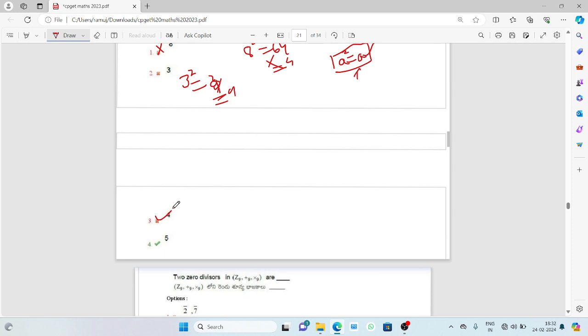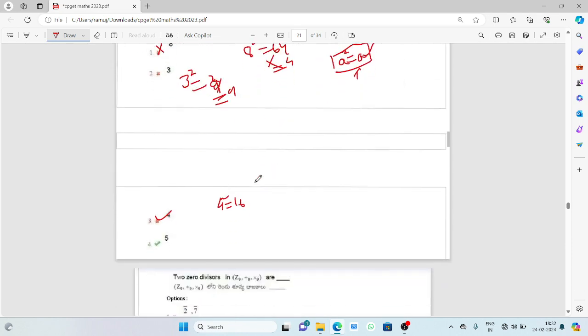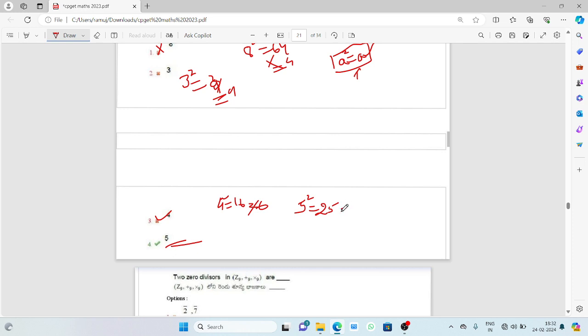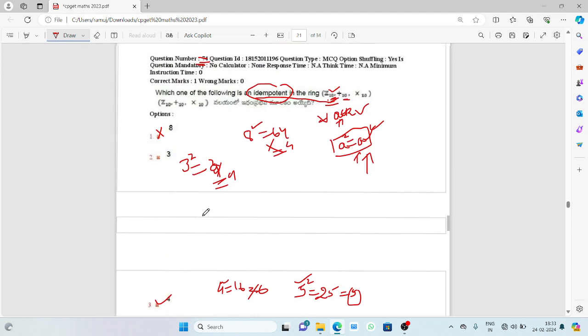If you take option 3, 4 square is equal to 16. By using multiplication modulo 10, you will get 6. So it is also not satisfying. But if you take 5, 5 square is equal to 25. By applying multiplication modulo 10, you will get 5 as the answer. So if you start with 5 square and you get 5, it is clearly satisfying A square equal to A. So we can say that 5 is the idempotent element of the given ring. So 5 is the correct option for this question.